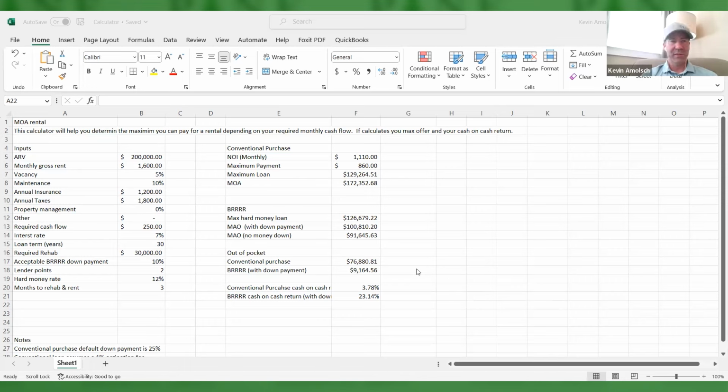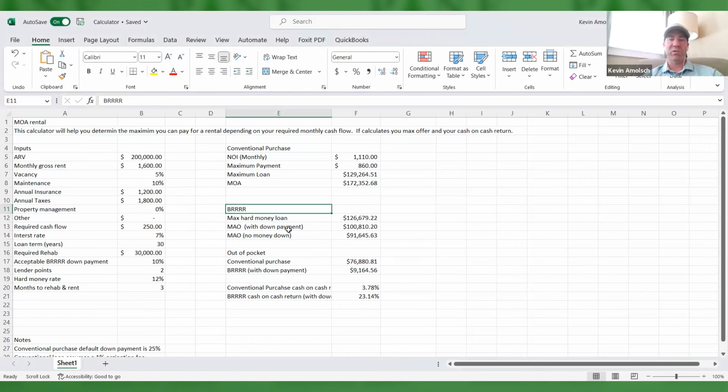Let me just show this to you quickly so you can get an idea of how I would make my offers. You can see my screen now, I believe. Okay, so what I wanted to accomplish here was, if I'm going to do a conventional purchase, how would I come up with my offer? And if I was going to do a BRRRR strategy, buy, rent, rehab, refinance, and repeat, how am I going to come up with my MAO, or my maximum offer?